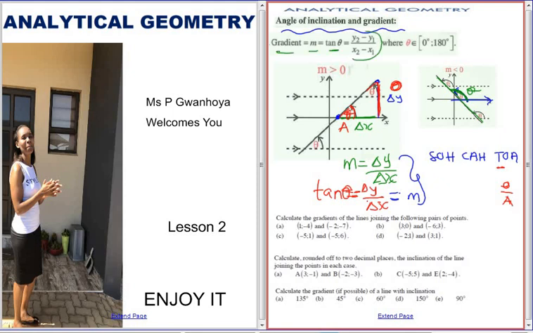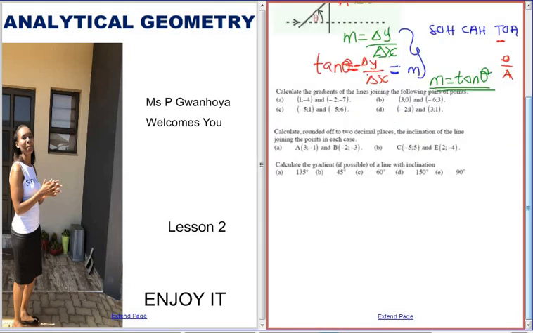And of course, we already know how to calculate gradient in this manner. So what am I saying? At this point, if we know the gradient of a straight line, we can easily calculate the angle of inclination of that line. That's what I'm saying. So let's quickly try that one in real questions. Let's figure out what we can do. Don't forget the new thing that we learned is that m itself is equal to tan theta, where theta is the angle of inclination. All right, here let's go and let's get started.